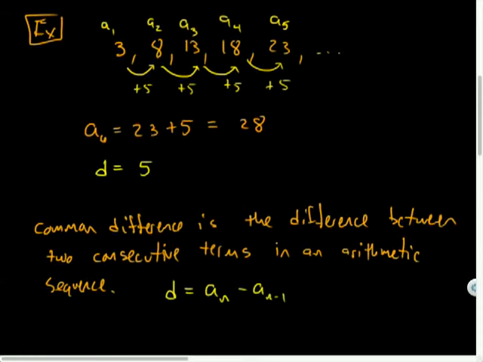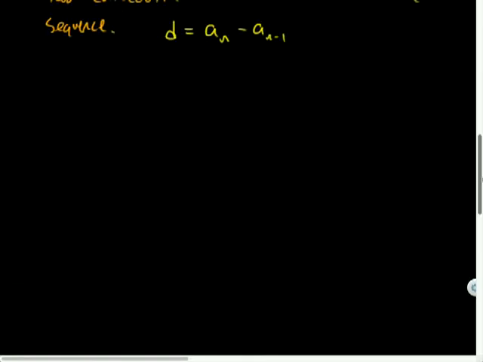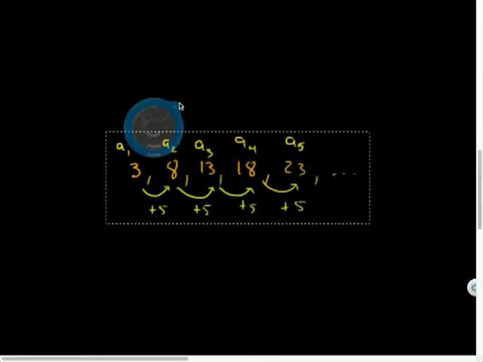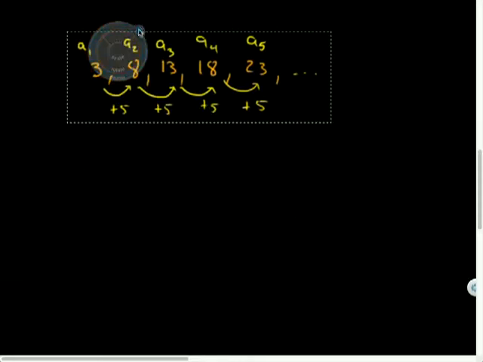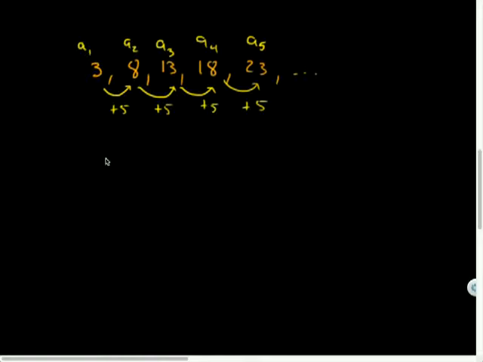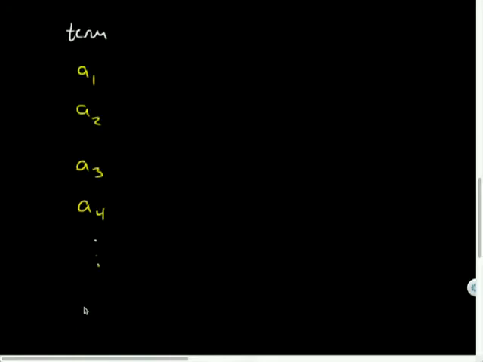Let's actually look at this same list and see if we can derive a formula. So I might make a little chart here. We'll have the term, then we'll have the value. So for a sub 1, a sub 2, a sub 3, a sub 4, and our goal will eventually be to get all the way down to a sub n.